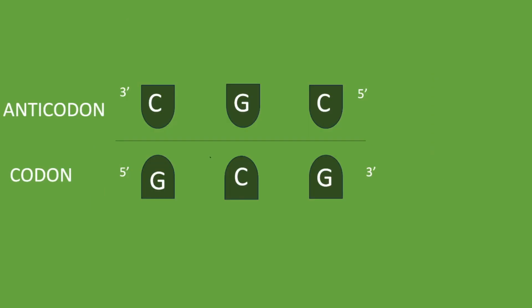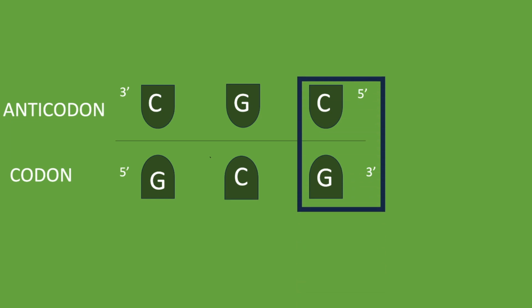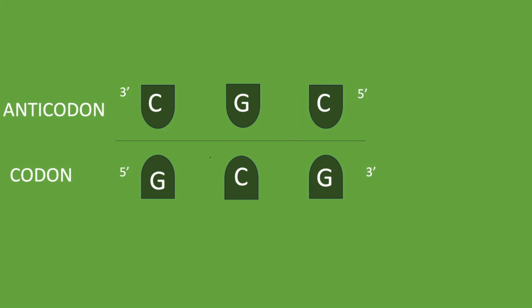Let's take a look at the different Wobble base pairing that can occur. Let's look at this mRNA and tRNA molecule setup here. So our Wobble base is going to be in this position here, our third position of our codon and our first position of our anticodon. Say that guanine is in the third position. It will base pair to cytosine, but it will also base pair to uracil in the Wobble base position.